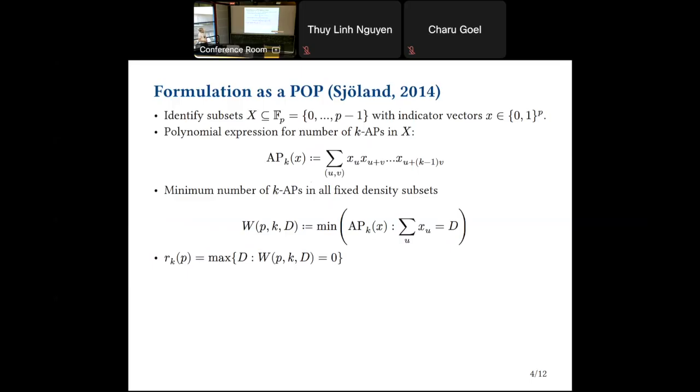Then what Schilland did in his PhD thesis was write this down like this, and he introduced this number w, which is the minimum over all subsets of fixed density D of the number of arithmetic progressions contained in all subsets of cardinality D. This allows us to reformulate this constant, because the largest D such that this is 0 is exactly the Erdős–Sturm constant, in the sense that it's the largest subset that does not contain any.